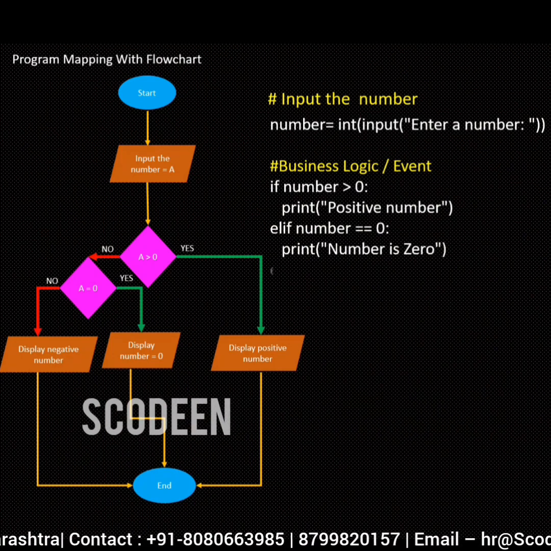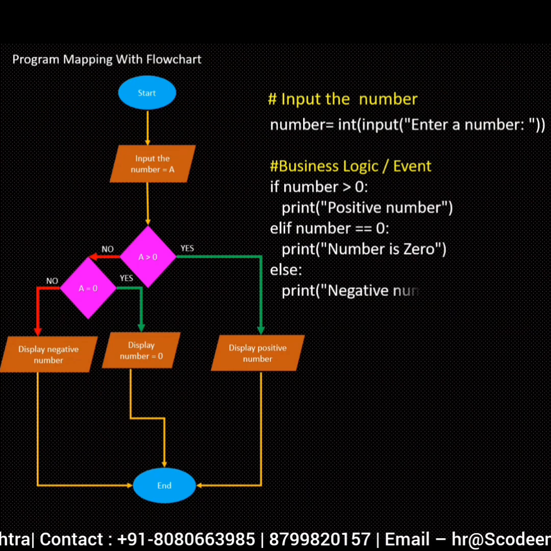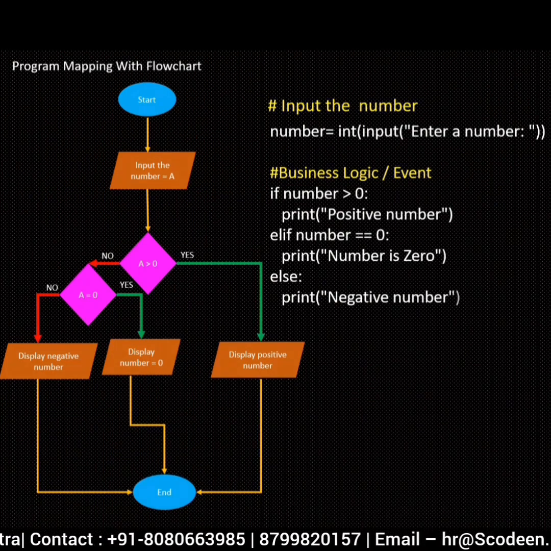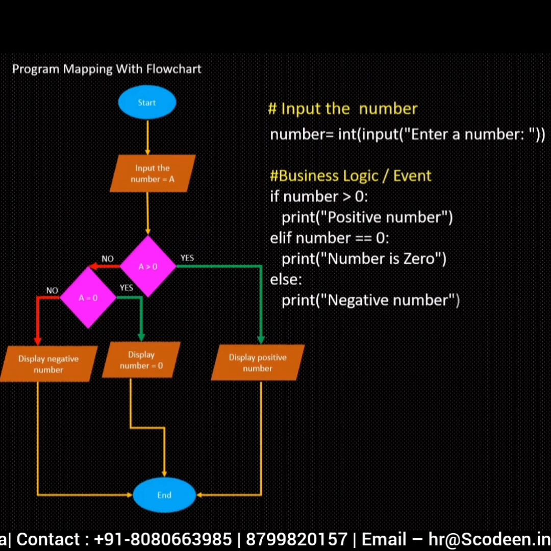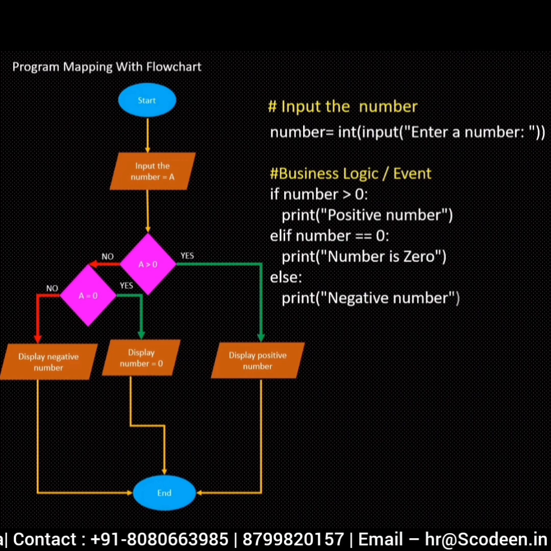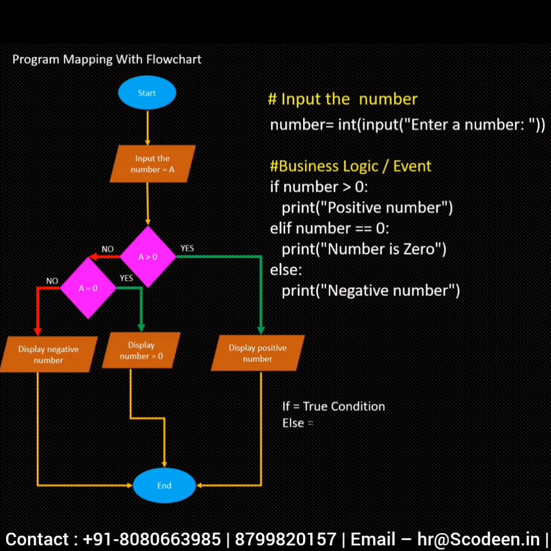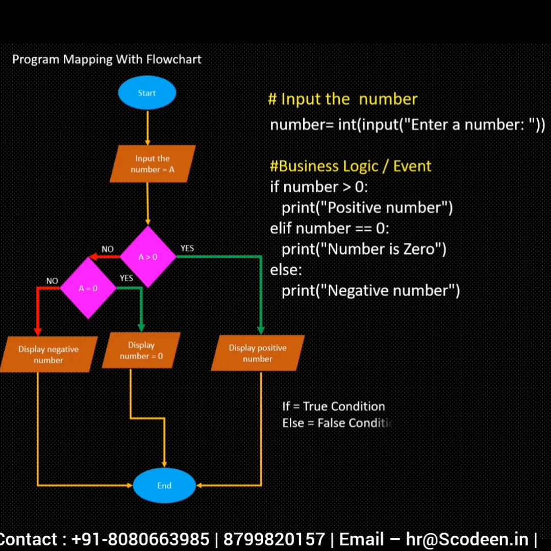So here 3 conditions are there. We analyze the 3 possible conditions. So A is greater than 0, or A can be less than 0, or A can be equal to 0. So what is the logic here? The logic is: if is the true condition. Else is the false condition.